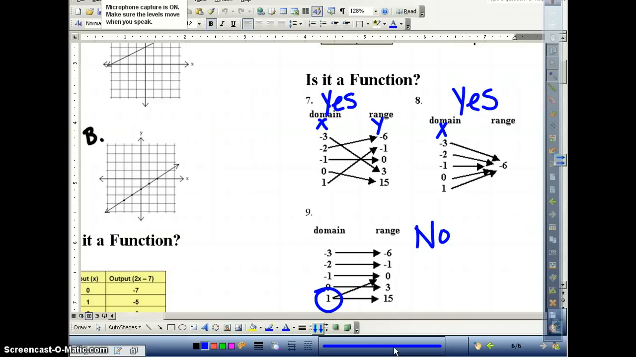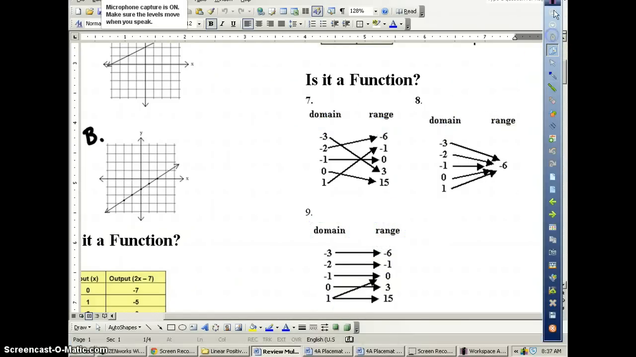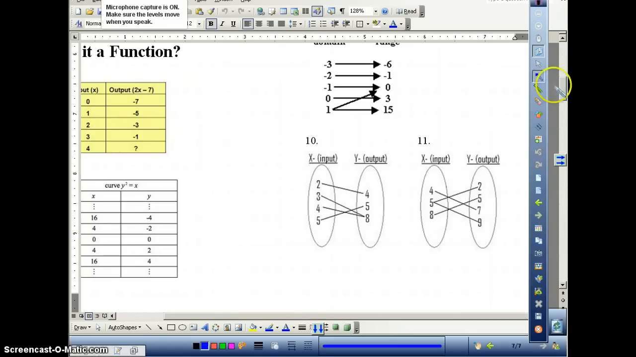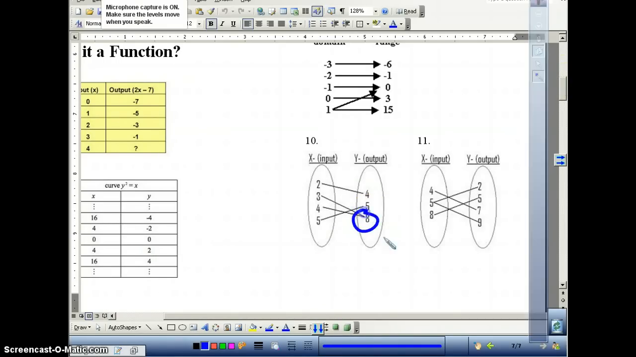By the way, what's another name for your x values? Domain. What's another name for your y values? Yeah, good for you. Okay, let's look at 10 and 11. Is 10 a function? Yes. But I got two lines coming to the 8. You're right, it doesn't matter. It's only the x values that matter. So yes, that is a function. What about 11? No, why not?